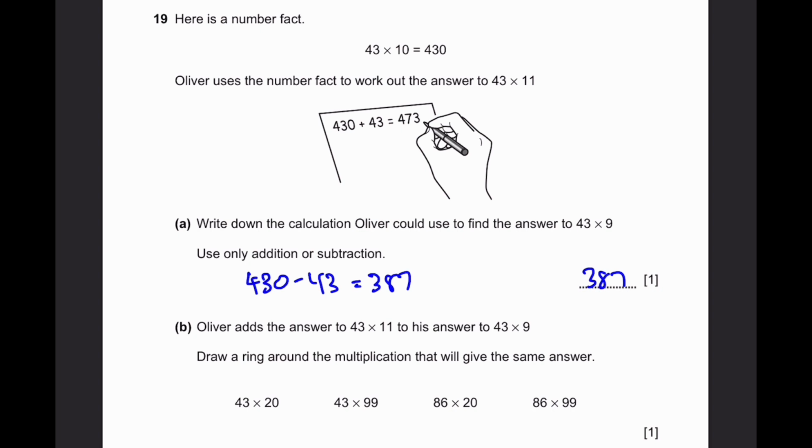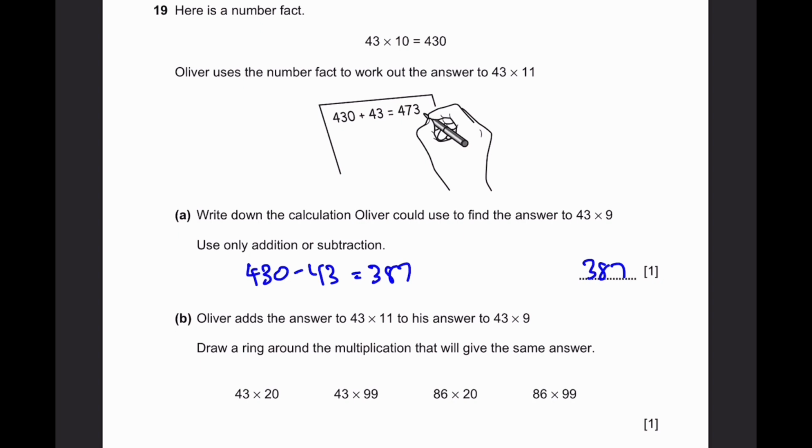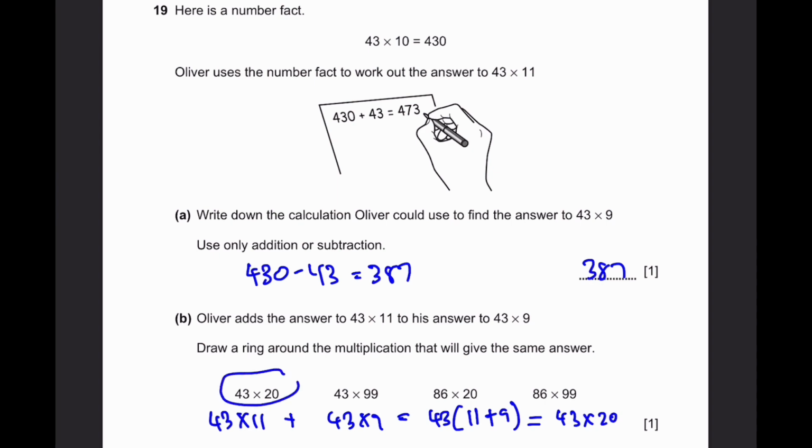Draw a ring around the multiplication that will give the same answer. So 43 into 11 plus 43 into 9. We can factorize this. We get 43 into 11 plus 9, which is equal to 43 into 20. And that's the answer, 43 into 20.